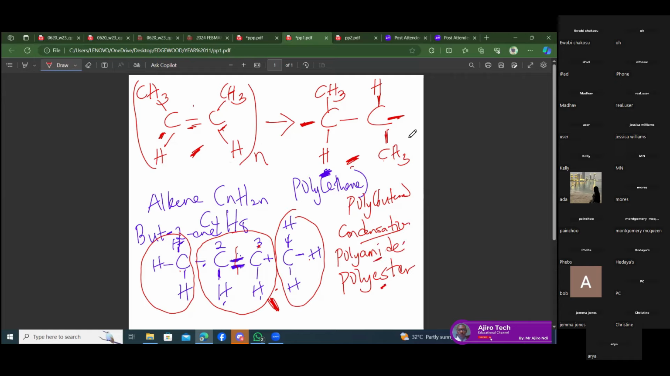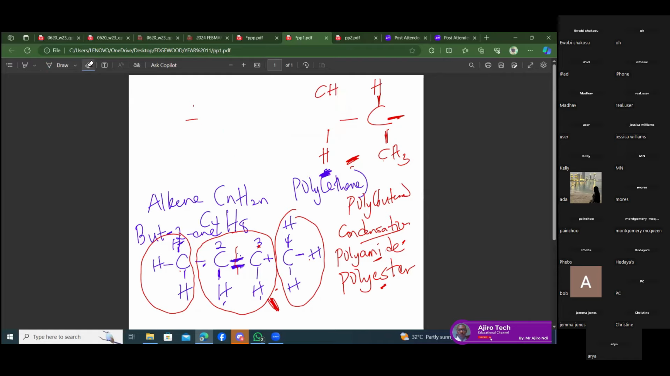So a polyamide also covers the natural polymer, which is nylon. Right. So I'm going to erase this and show how some of the condensation polymerization takes place. All right. So let's start with the polyamide.